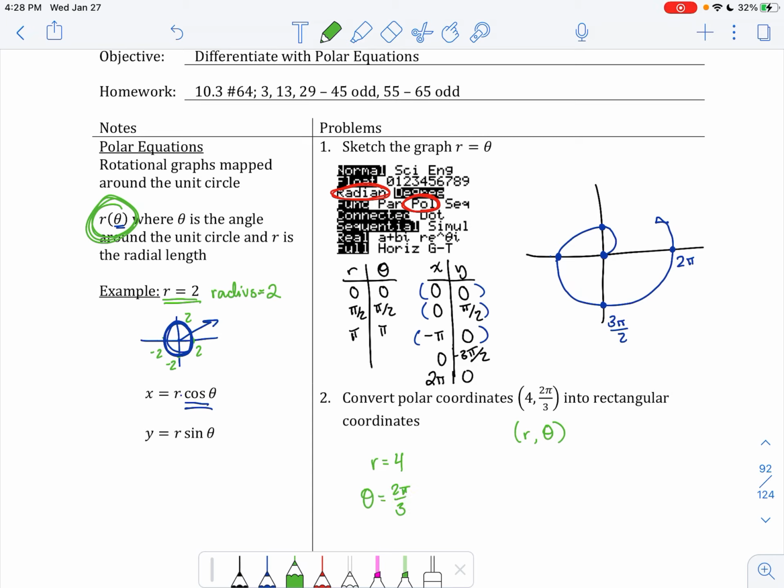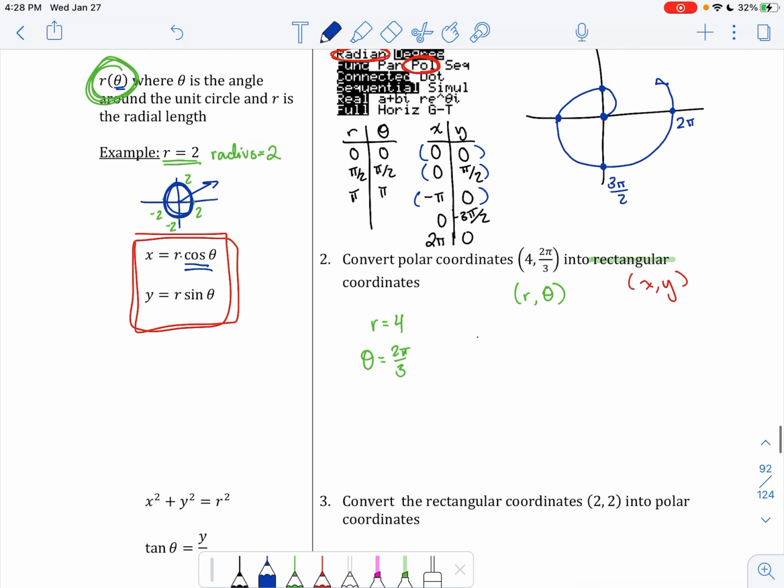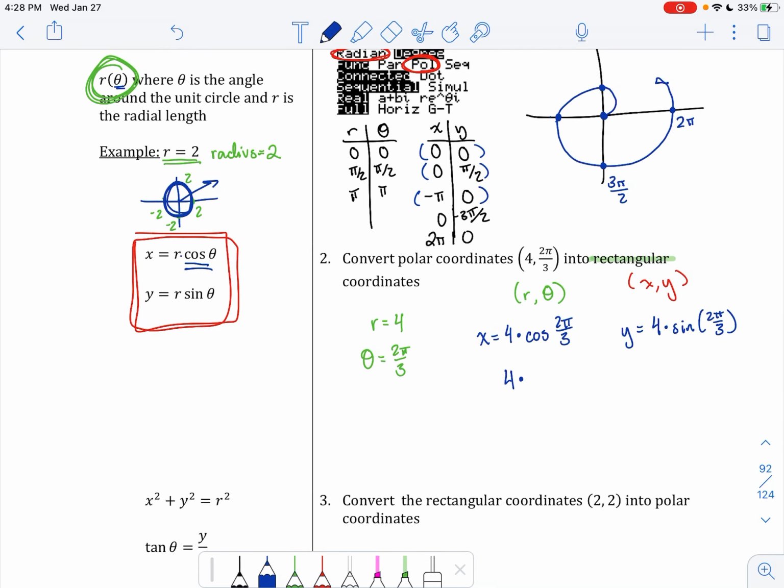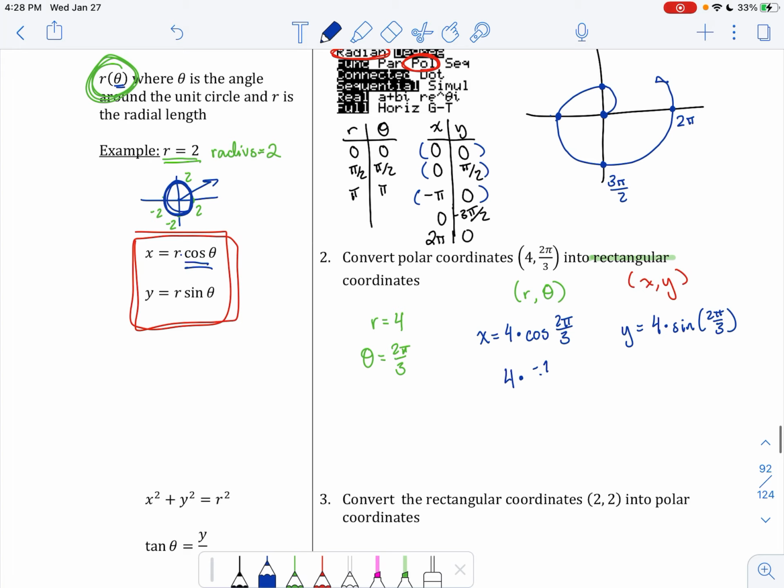So if I want to turn them into rectangular coordinates here, what that means is what are those in terms of x and y. And we can just use these functions here to convert. So what that says is that x is equal to 4 times cosine 2 pi over 3, and y equals 4 times sine of 2 pi over 3. Cosine of 2 pi over 3 is negative 1/2.